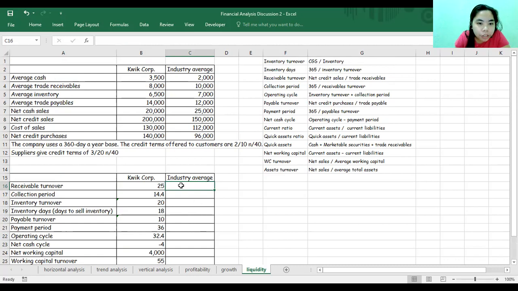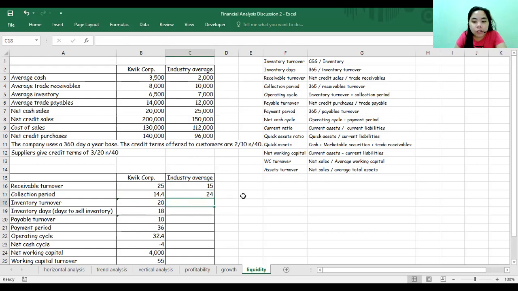Okay, receivable turnover, industry average, it's net credit sales divided by average receivable, it's 15. Collection period is 360 divided by our receivable turnover. So, collection period is much higher than quick company, no? So, 24 times siya nag-collect, no, within a year para maubos ni ang iyang receivables, no?